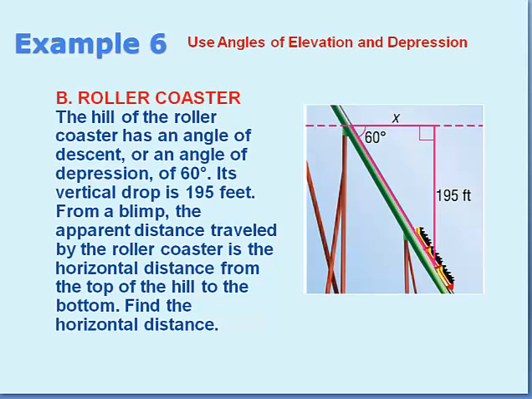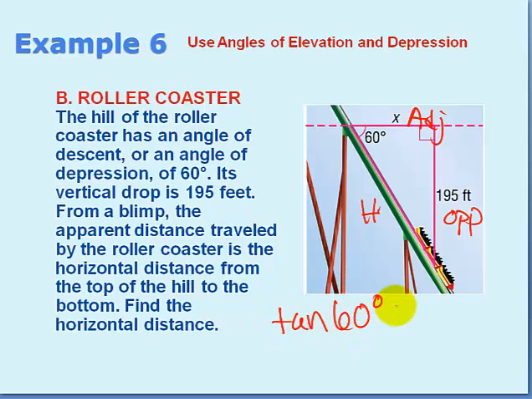The hill of a roller coaster has an angle of descent, meaning that from a horizontal, it's an angle going down. Another word for that is an angle of depression. It has a vertical drop of 195. Find the horizontal distance. Okay, so here we have horizontal, or the hypotenuse. There's my angle. This would be opposite, and this would be adjacent. Now, we don't have anything for the hypotenuse. So again, we're going to use tan.